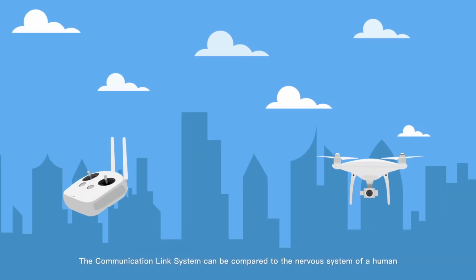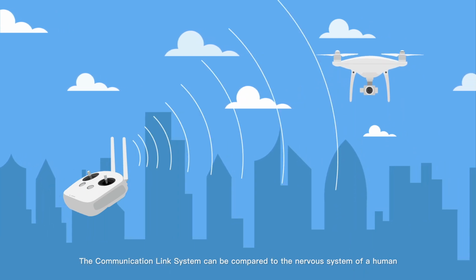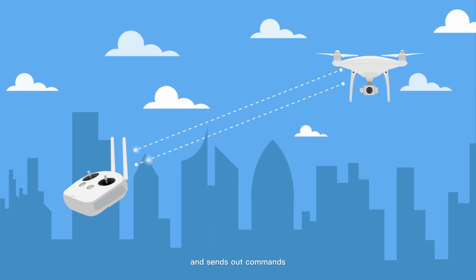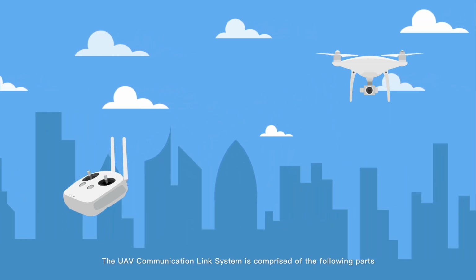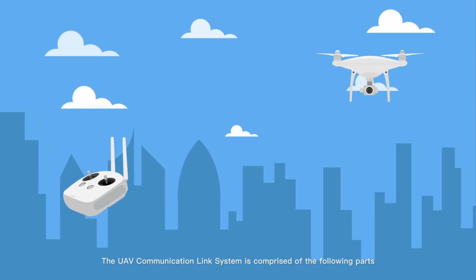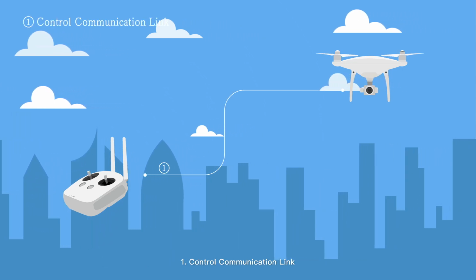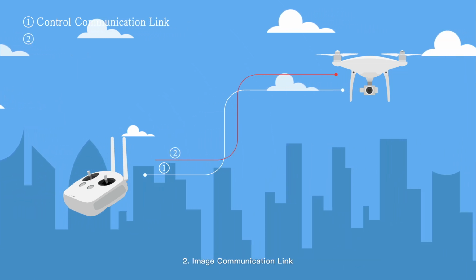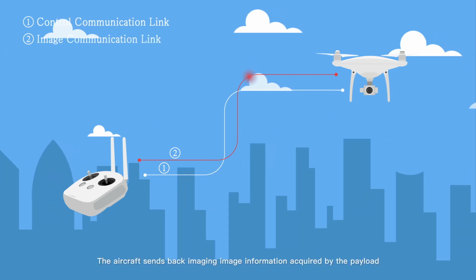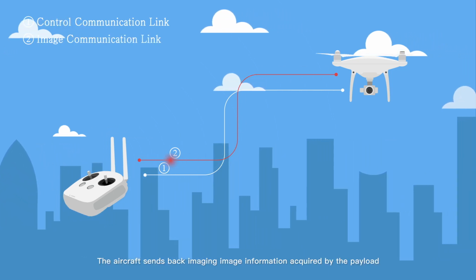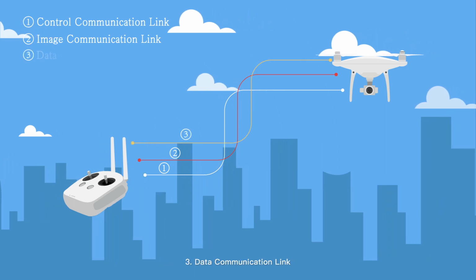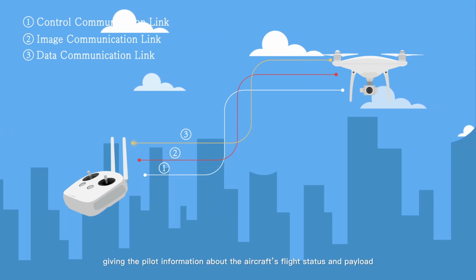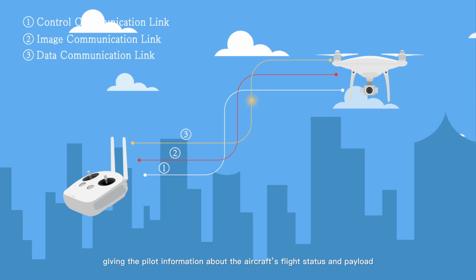The communication link system can be compared to the nervous system of a human. It transmits signals, receives the aircraft's feedback information, and sends out commands. The UAV communication link system is comprised of the following parts. Number 1. Control communication link. The remote controller sends out a control signal which the aircraft receives. Number 2. Image communication link. The aircraft sends back imaging information acquired by the payload. Number 3. Data communication link. The aircraft sends out data to the remote controller, giving the pilot information about the aircraft's flight status and payload.